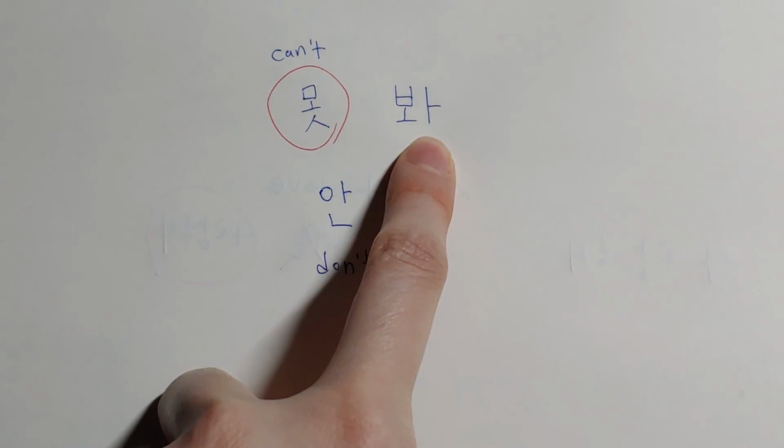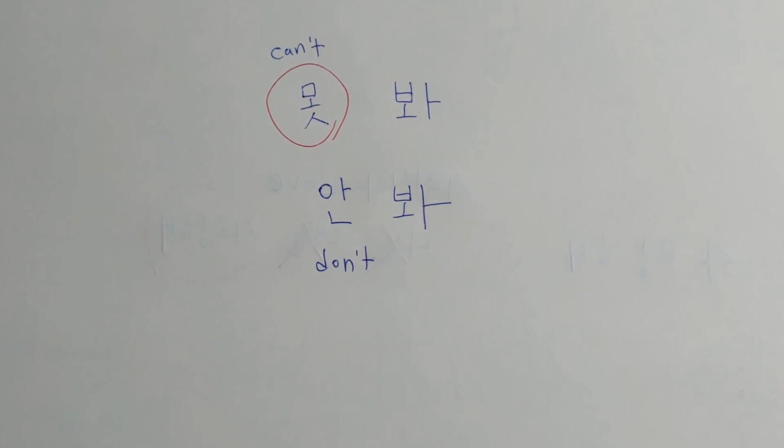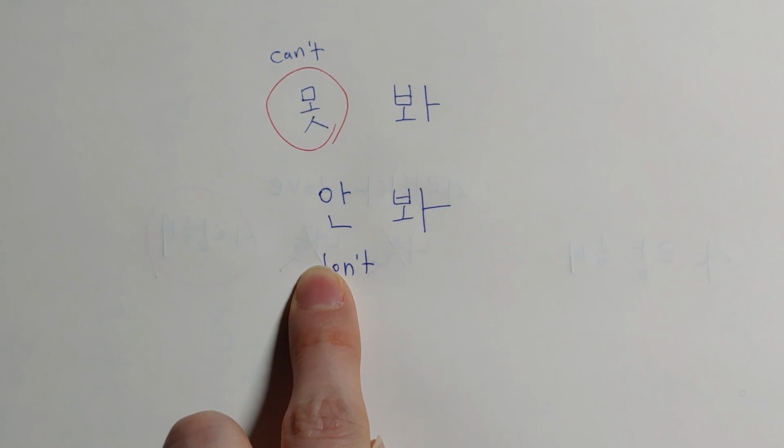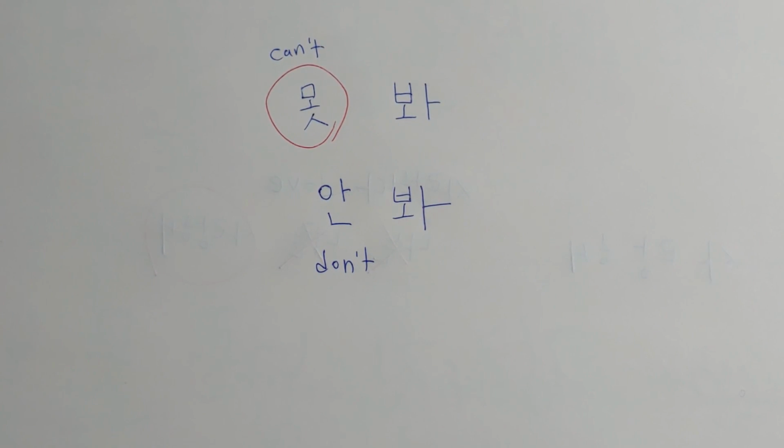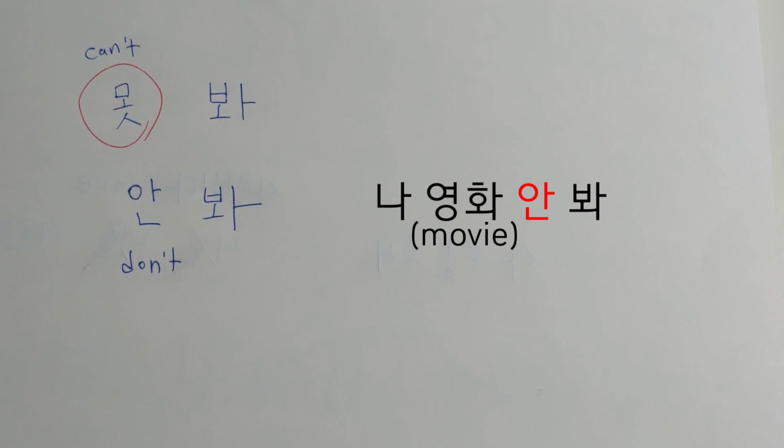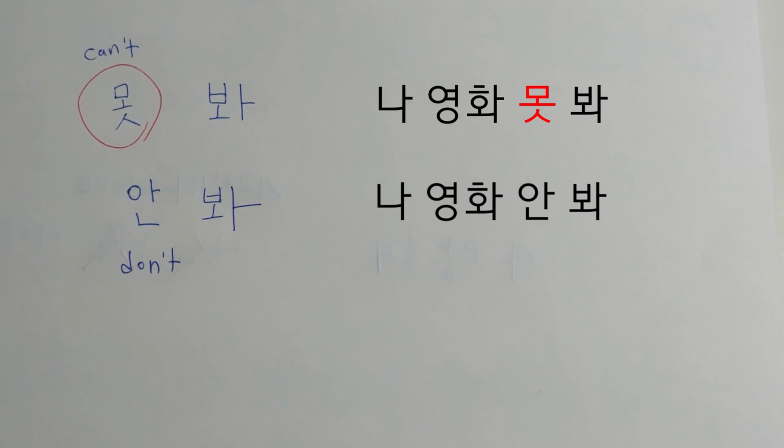So 못 means you don't do something due to the lack of your ability, due to certain circumstances, and etc. Whereas 안 means you don't do something out of your own will. So for example, 나 영화 안 봐 means I won't watch the movie, whether because I don't want to or I don't feel like it. And 나 영화 못 봐 means I can't watch the movie, whether because your circumstances don't allow, or you don't have time, or you lack the ability to concentrate or enjoy the movie, and so on.